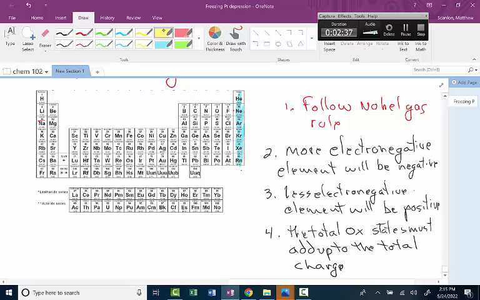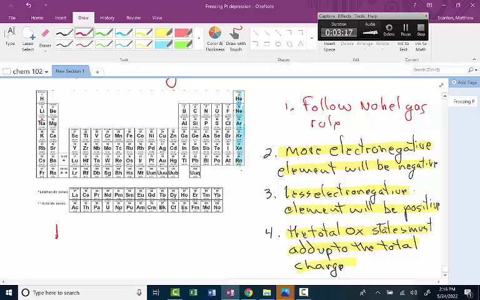So here are the rules. We follow the noble gas rule, which means everything wants 8 electrons. The more electronegative element will be negative. That's always the way it will be. The less electronegative element will take a positive charge, and the total oxidation state must add up to the total charge. So make sure you pause the video and write these rules down and have them in front of you as we work these, as I'm going to have to keep erasing them to have room to work. Okay, so I'm going to do a couple with them there.